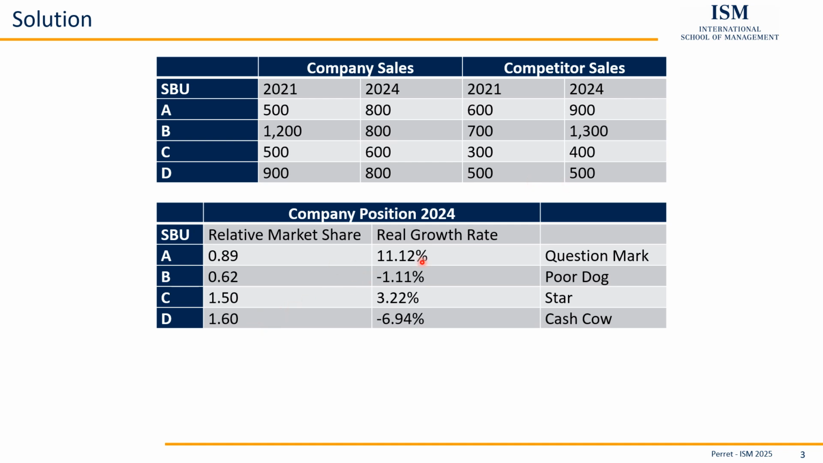With the real growth rate, we actually have to do a little bit more. For this, we first need to know the overall market size in both years. Overall market size means how much sales are there taking my company and the competitors together. So for A, in 21 we have 500 plus 600. In 24 we have 800 plus 900. So we actually work with 1,100 and 1,700.